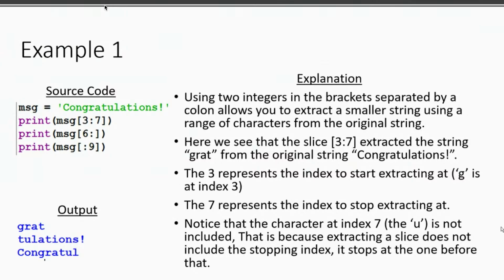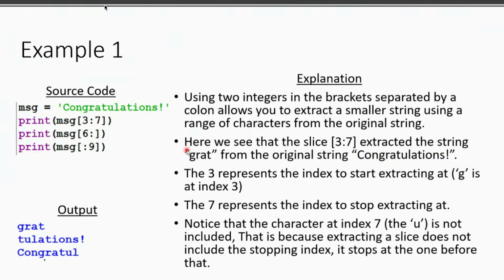Here we can see that the slice 3 to 7 extracted GRAT from the original string. Now I want us to realize that: 0, 1, 2, 3, so we start at 3, then 4, 5, 6, 7. But we did not include the U, because it starts at the first integer and ends 1 before the last one. Everybody okay with that? Yes.